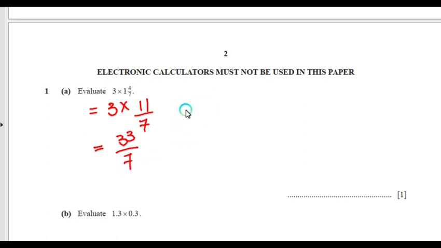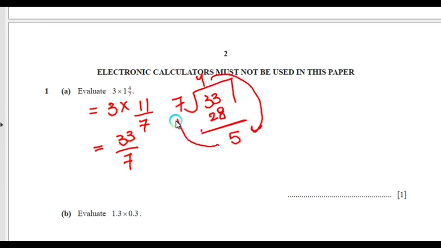So now we can convert this fraction to mixed fraction as well. So 33 divided by 7, 7 4s are 28, and we are left with 5 as the remainder. So the number can be written as 4 whole 5 over 7. So this is our answer.